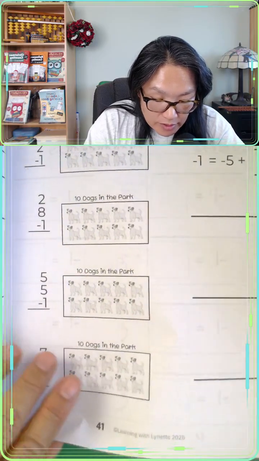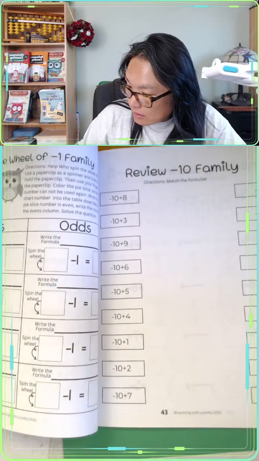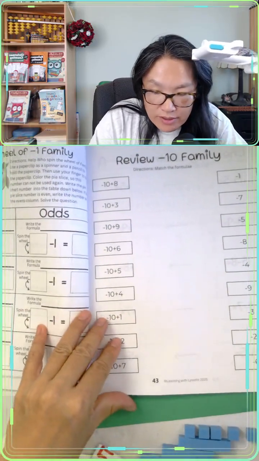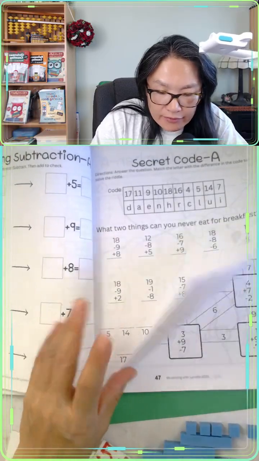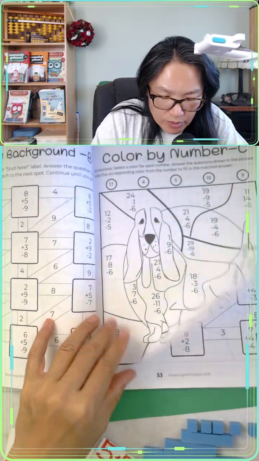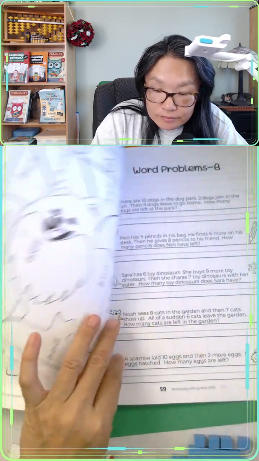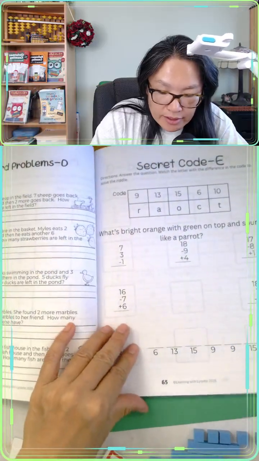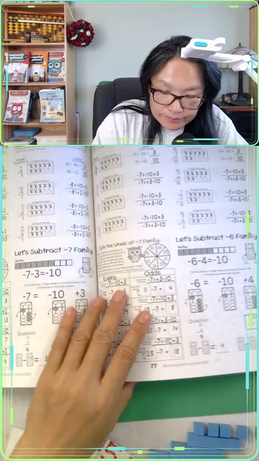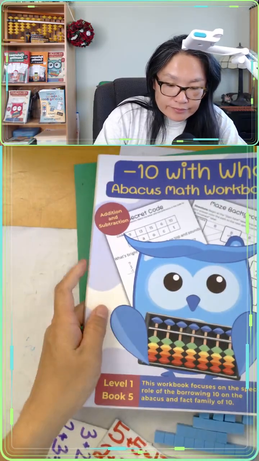And again, the rest of the book is about solidifying the concepts of minus the 10. So this is the rest of the how to make a 10. And then I have mazes, color by number, I think word problems and color by code. Yep, there we go. And if you're ever interested, the answers are in the back of the book. It's this book here.